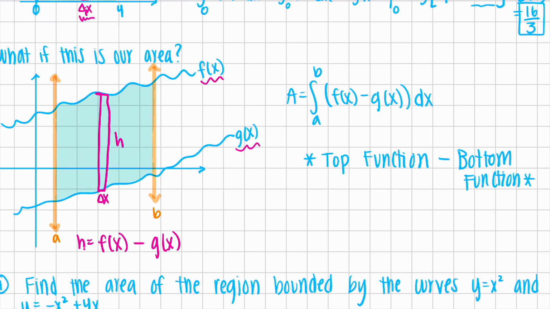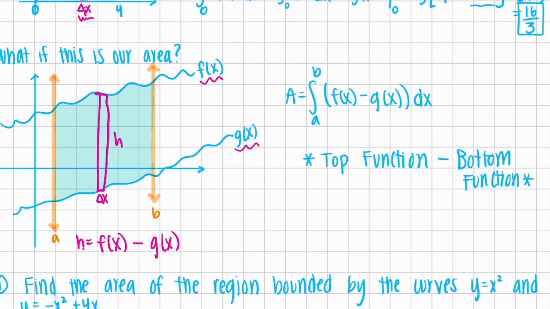So that's what my students end up memorizing. And if convincing you that the height is f of x minus g of x, let's say f of this value is 4, and let's say this one is below the x-axis, so let's say that's -2. What would this height be?